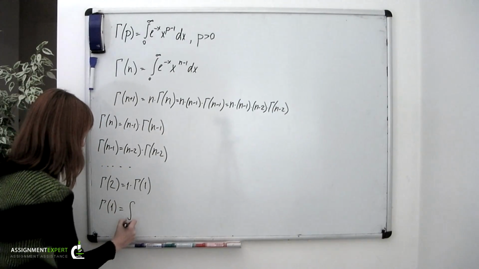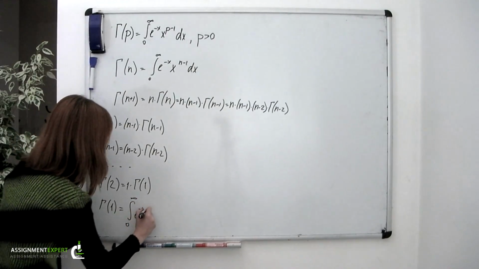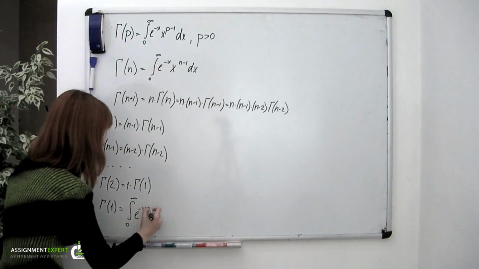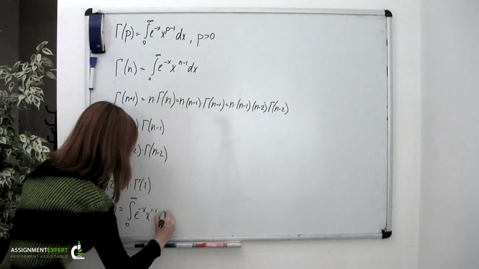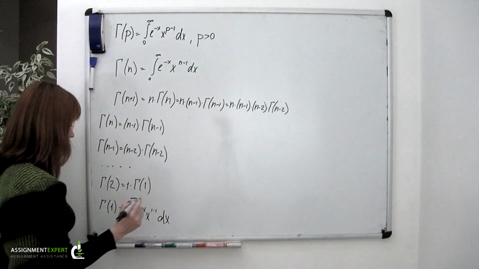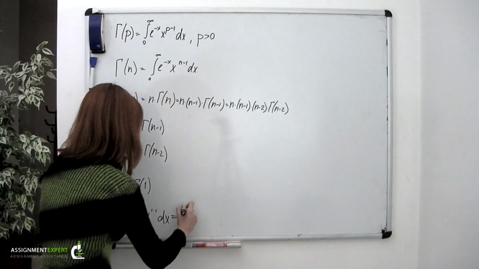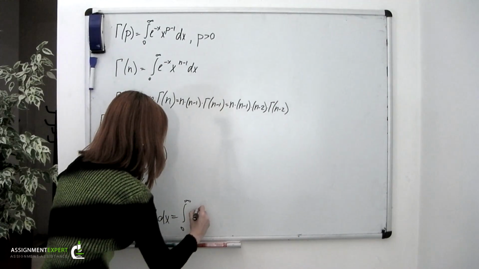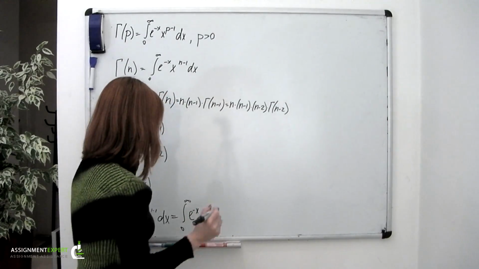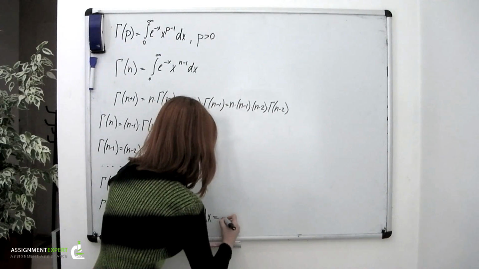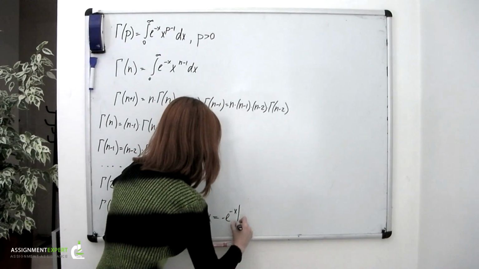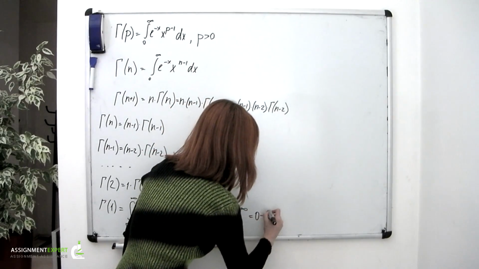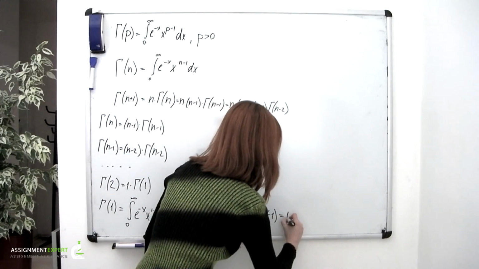It is equal to integral from 0 to infinity of e to the power of negative x times x to the power of n minus 1, but n equals 1, so we have 1 minus 1 in the power next to x dx, which equals integral from 0 to infinity of e to the negative x dx, which equals negative e to the negative x from 0 to infinity, which is equal to 0 minus negative 1, which is 1.